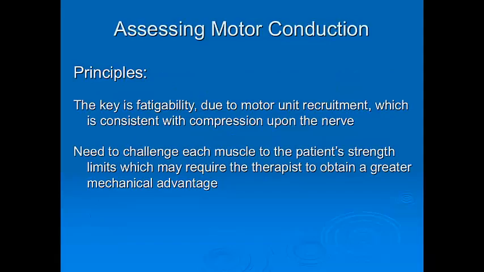When we assess motor conduction, the critical aspect that we are looking for is fatigability. When we recruit a muscle, we fire many motor units. If some kind of compromise has occurred within the nerve due to compression, traction, or ischemia, not all of those motor units will be available, and there will be a clear-cut decline in strength over a fairly short period of time, a matter of 2 to 7 seconds.